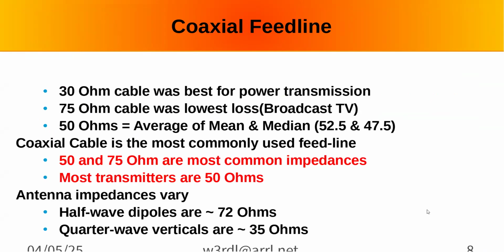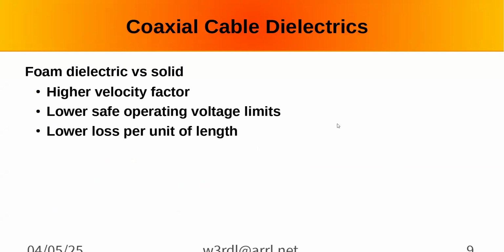Antennas, we talked about half-wave dipoles are approximately 72. Quarter-wave verticals are 35. You look at off-center fed, there's 200. Folded dipoles are 300. So they're all over the place. End feds are maybe 5,000.